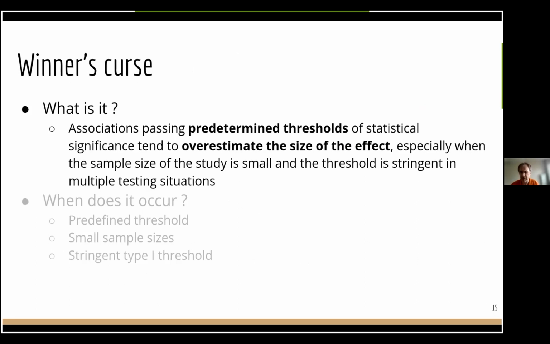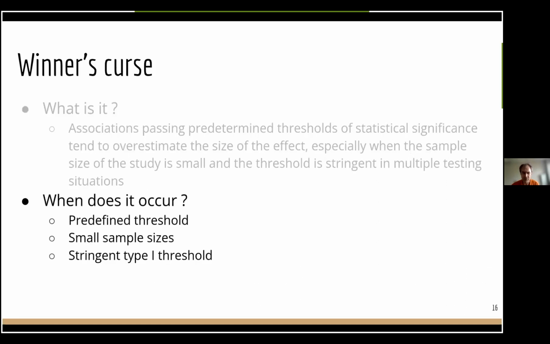Another aspect of the studies that I think is interesting to notice, and to at least know the name of, is the Winner's curse. The Winner's curse is a very basic effect. Any statistical thresholding will have that effect. So associations passing a predetermined threshold of statistical significance tend to overestimate the size of the effect. Mathematically, if you say, I'm going to report only the things that are significant above a threshold, you are overestimating the size of the effect.